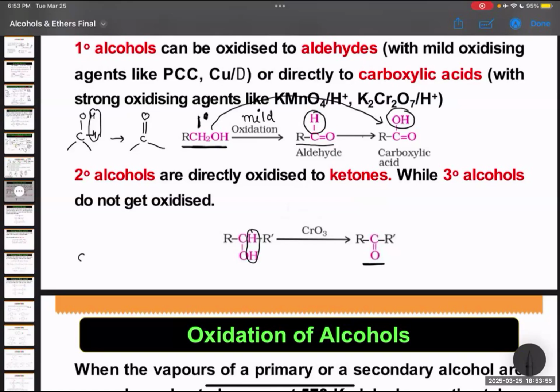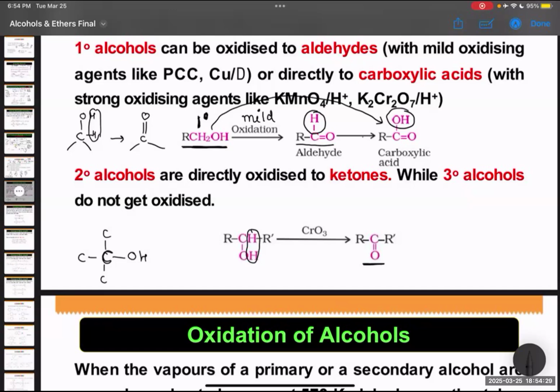Tertiary alcohol does not get oxidized, because if you have a tertiary alcohol, you have OH, but the carbon doesn't have the H. Sorry, there is no H on the carbon. So how can you form a double bond? You need to remove the hydrogen from oxygen and from the carbon to get it oxidized. You do not have any hydrogen on the carbon. So tertiary alcohol does not get oxidized.